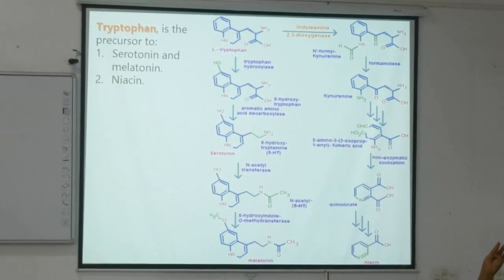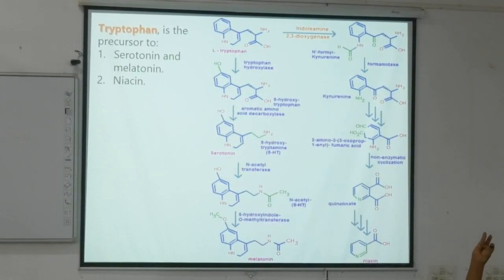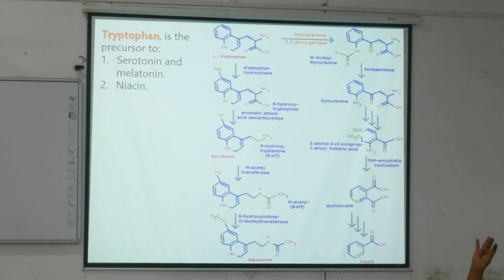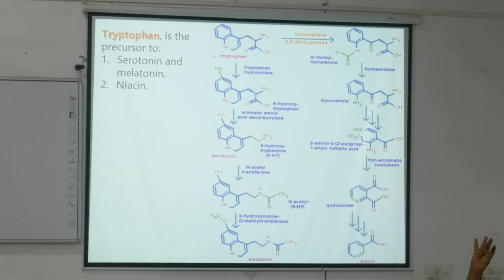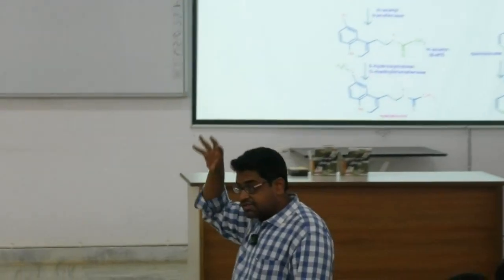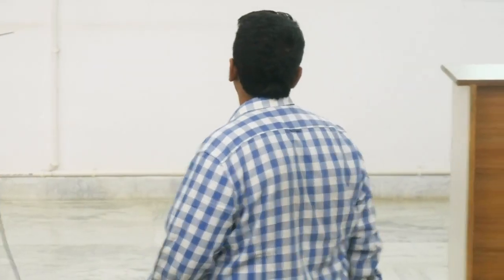Very good. So once again, repeat: what do we get from tyrosine? First is dopamine, then we get norepinephrine, then we get epinephrine, then we get pigments, pheomelanin, eumelanin, and finally thyroxine. So these are the things that are synthesized from your tyrosine.